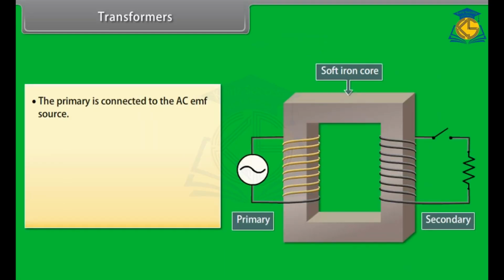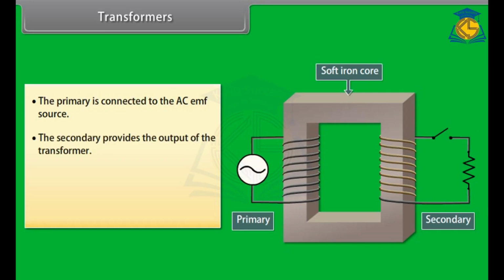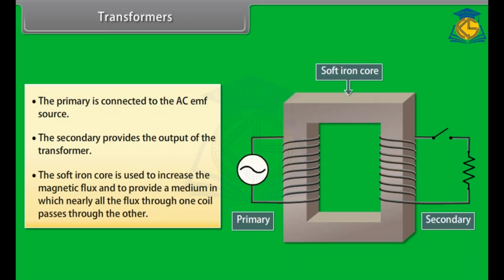The primary is connected to the AC EMF source. The secondary provides the output of the transformer. The soft iron core is used to increase the magnetic flux and to provide a medium in which nearly all the flux through one coil passes through the other. The flux through the primary and secondary is also changing, and hence an EMF is induced in both coils. Working of transformer.